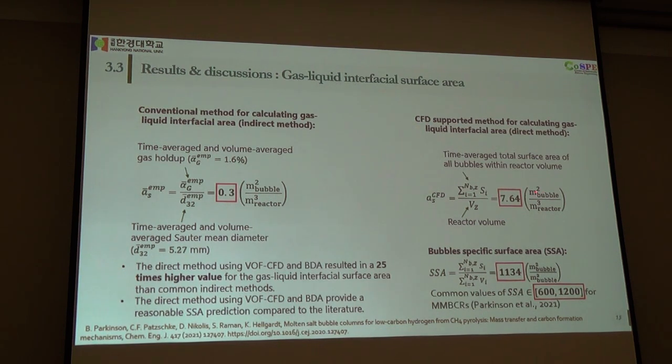This one is the surface of the bubbles per reactor volume, but that one is the surface of the bubbles per bubble volume inside the reactor. So we see that our CFD result is within the common values from the literature.